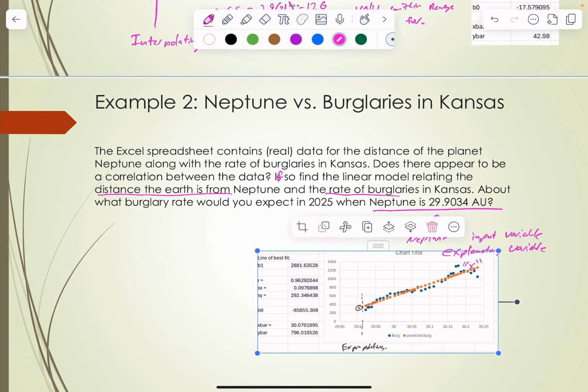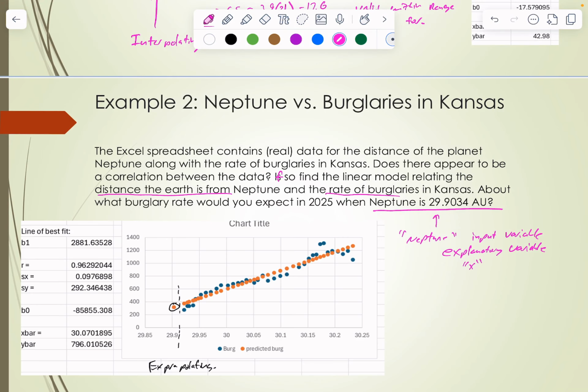Throw that right there. All right, my line of best fit is going to be y hat, predicted burglaries, is going to equal 2,800.6353. Let's go 4 decimal places because I think astronomical units was 4 decimal places.